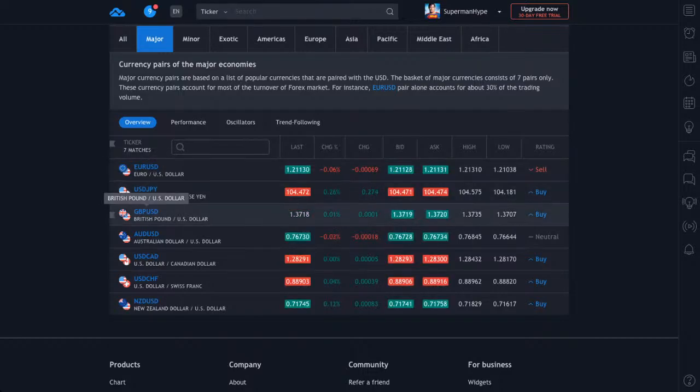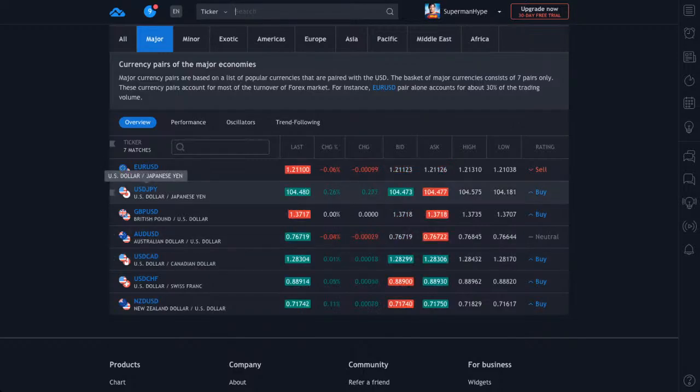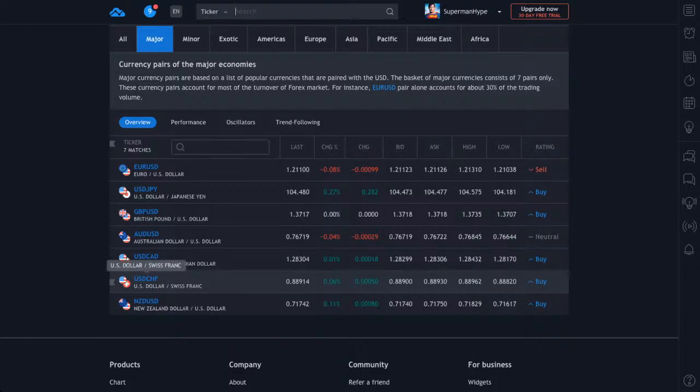Obviously the US and Britain are in the top 5 or 6 economies, and the US is number 1. We've got Australian dollar against USD. Obviously Australia is a big mining country, so that's why that's in there. It's reflective of the world's manufacturing. We've got US dollar Canadian. Obviously these are very Western focused apart from Japan. We've got USD Swiss franc and New Zealand dollar USD.